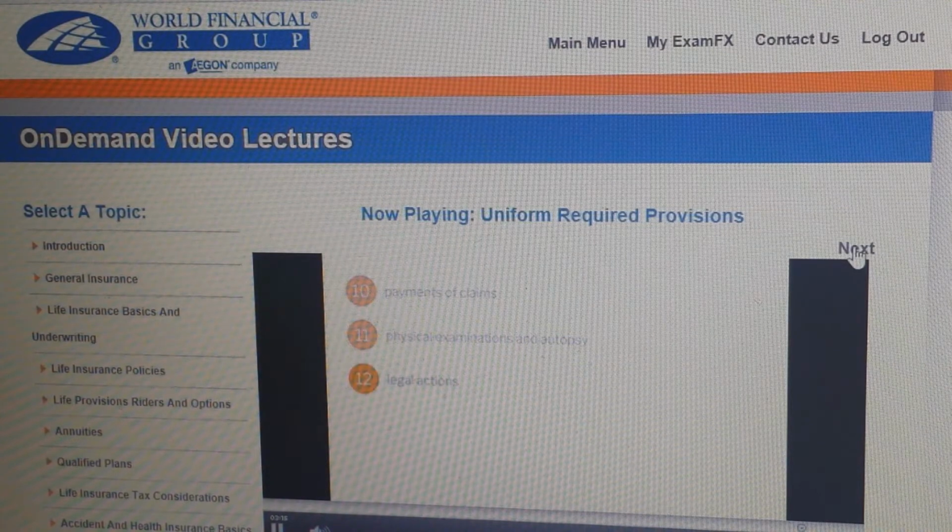Legal actions, of course, if you don't have a claim settled properly or it's taken too long, you always have the option to file a legal claim. Change of beneficiary. If you're the owner of a policy, remember you control the policy, and one of those things that you control is the beneficiary.